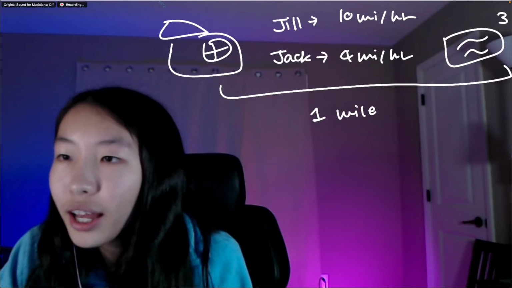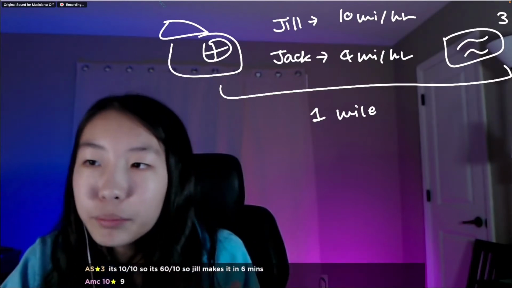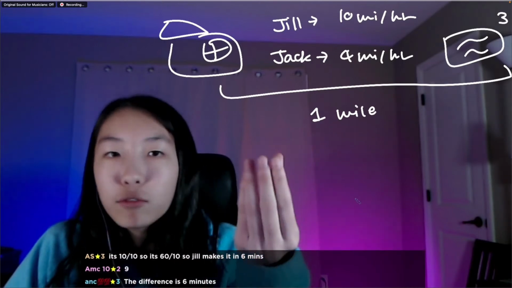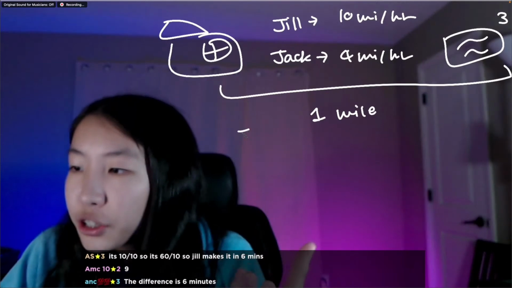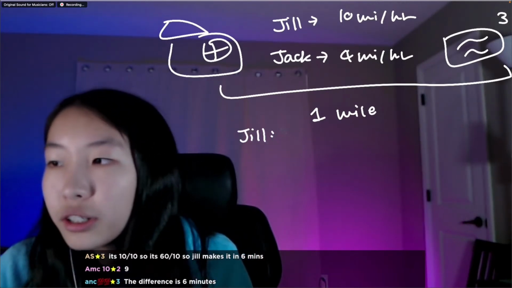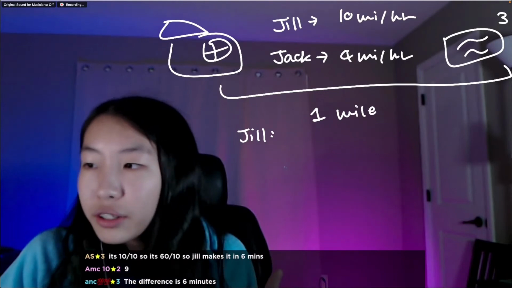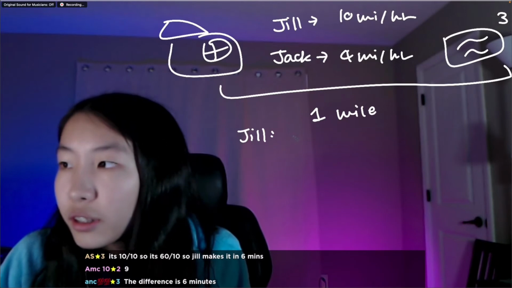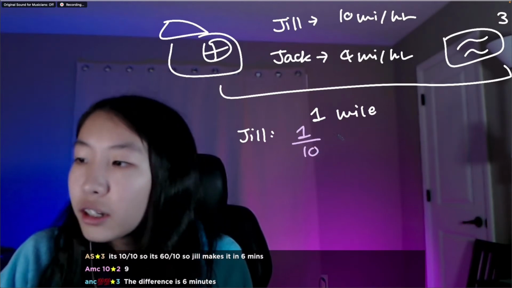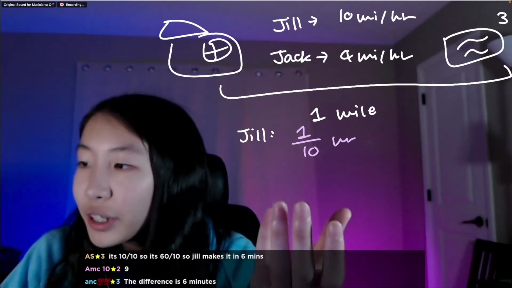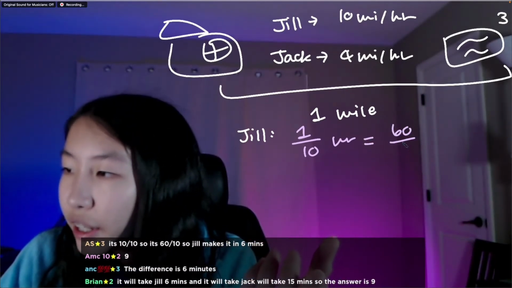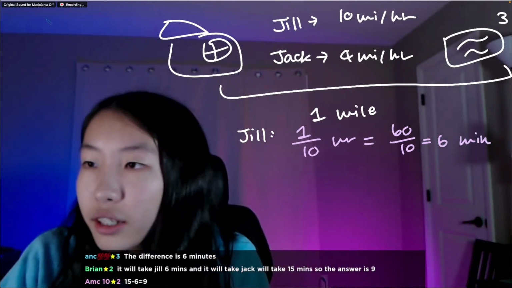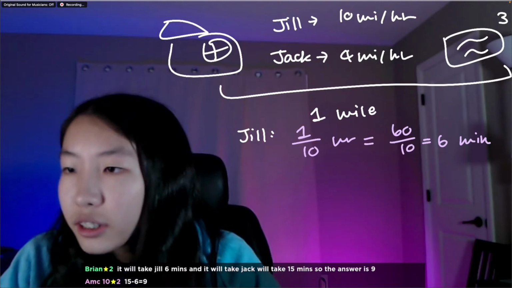So for the first part, as AS says in the chat, it's going to be 60/10 or 6 minutes. That's because if we have 1 mile over here and we know that Jill is riding at 10 miles per hour, because we only needed one of those 10 miles, the time it takes is going to be 1 hour over 10. But that's also the same as converting to minutes, which is 60/10 or 6 minutes. And then doing the same thing as you guys have all said in the chat.